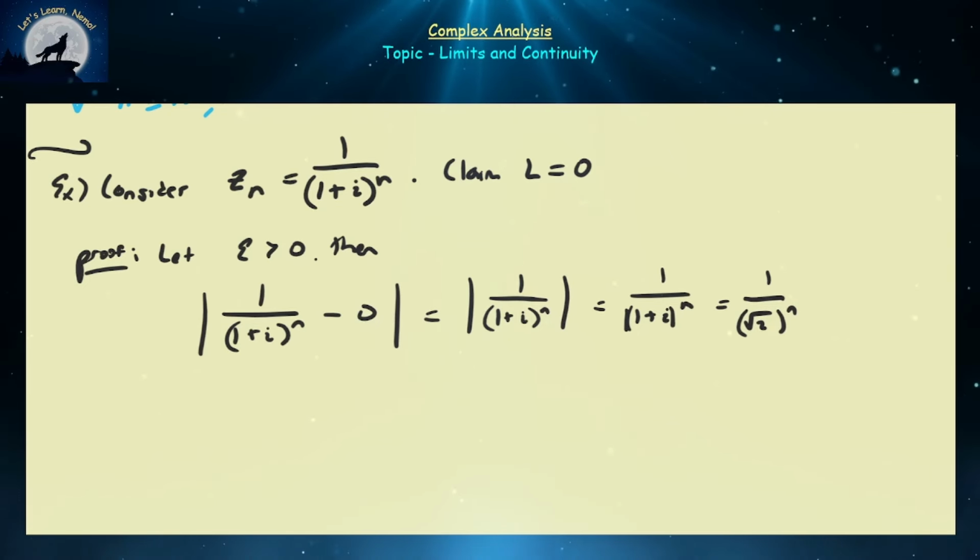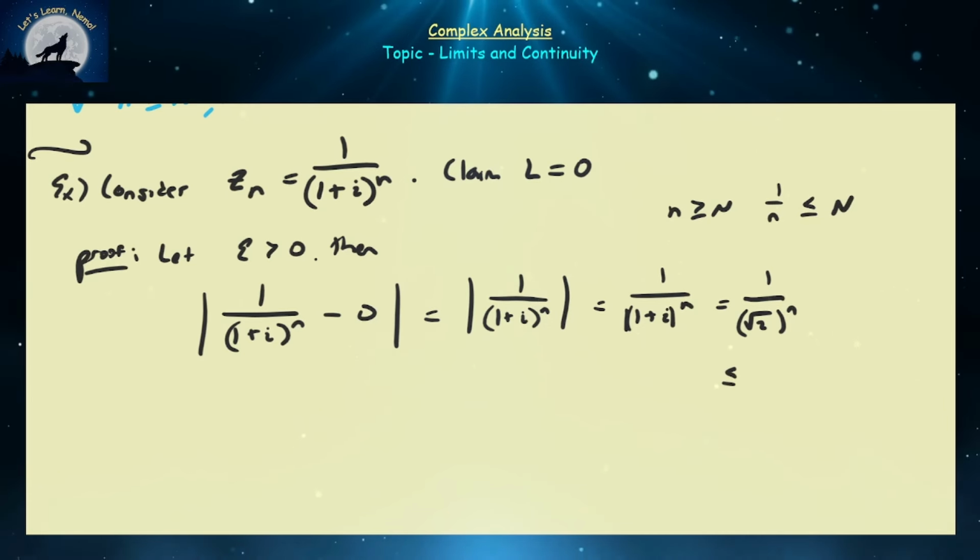Which is going to be equal to what? So keep in mind, if little n is bigger than or equal to capital N, that means 1 over n will be less than or equal to 1 over capital N. So that means this expression will be less than or equal to 1 over the square root of 2 to the capital M. We just need to figure out what that capital N is going to be equal to.